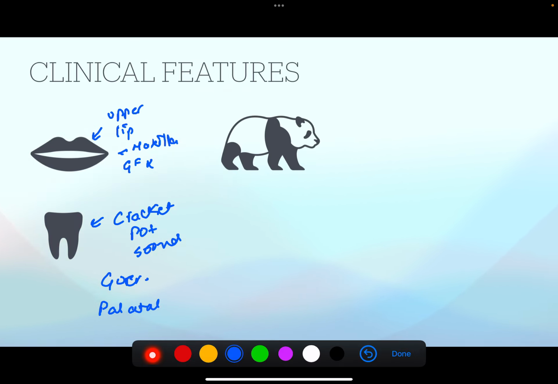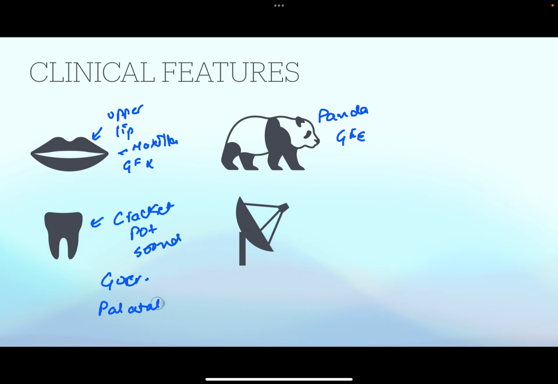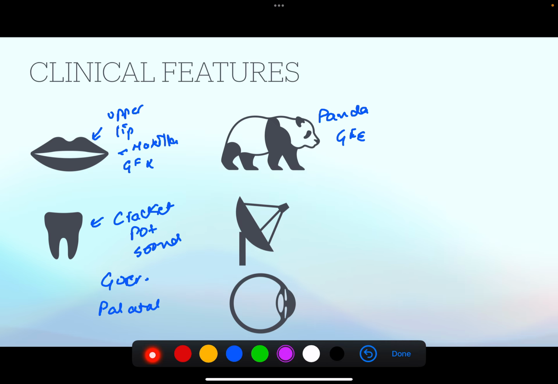For Le Fort 2, panda facies will be seen because of the gross facial edema, and telescopic, this will be a dish face deformity because of the flattening of the midface. And for the eye, there will be diplopia and subconjunctival hemorrhage.